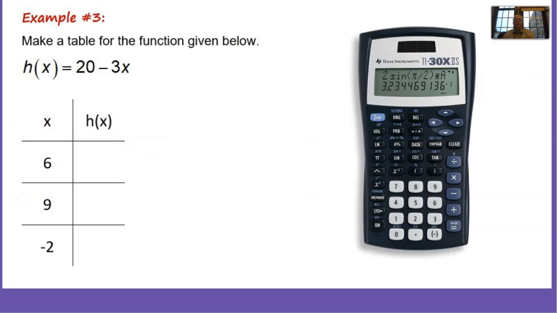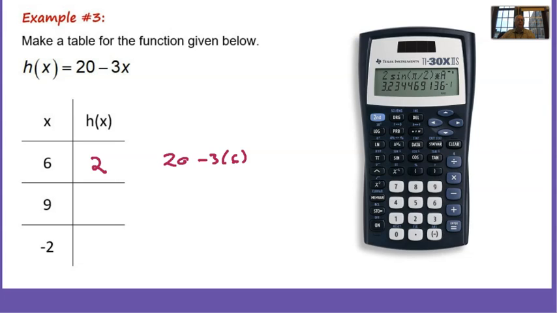Sometimes you'll be asked to evaluate the same function for several different values, and we can organize it into a table. Our function name is h, and this is how we compute the output. You do 20 minus 3 times the input. It wants us to put 6 in for x and compute the output. So the output would be 20 minus 3 times 6, 20 minus 18, which is 2.